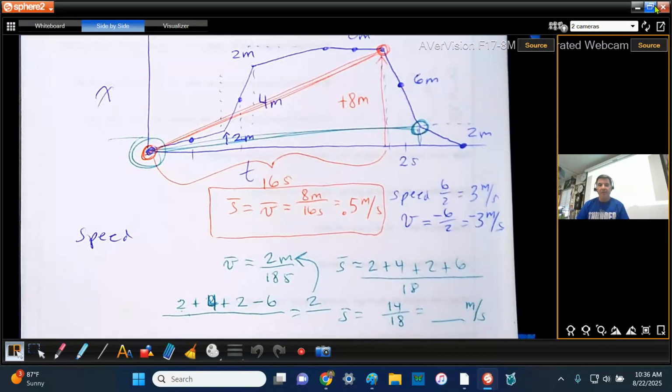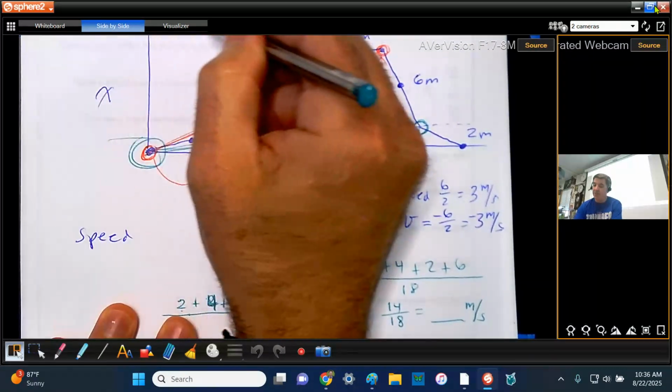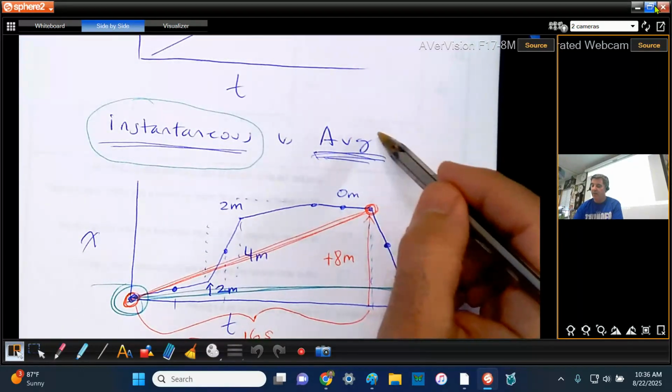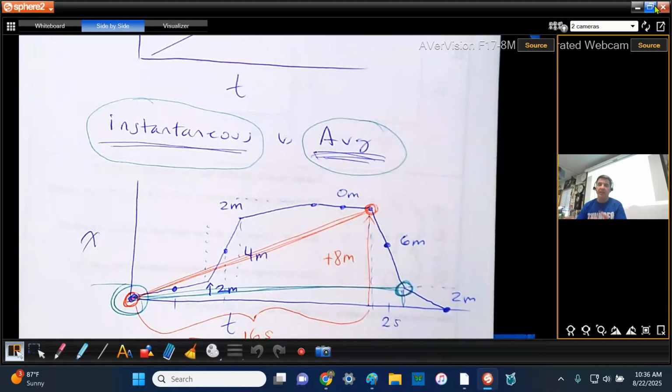Anyways, you've got 4 different things. You've got instantaneous speed and velocity, and you've got average speed and velocity, and that's a couple worked examples. If you were confused today in class, maybe that will help you.